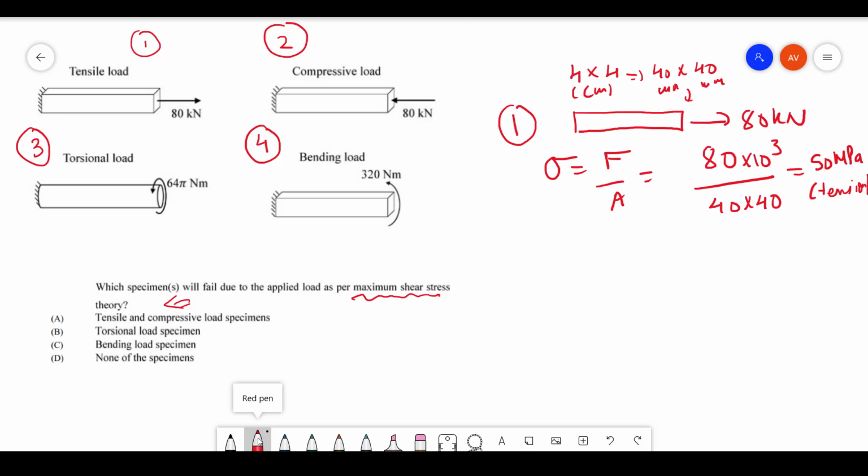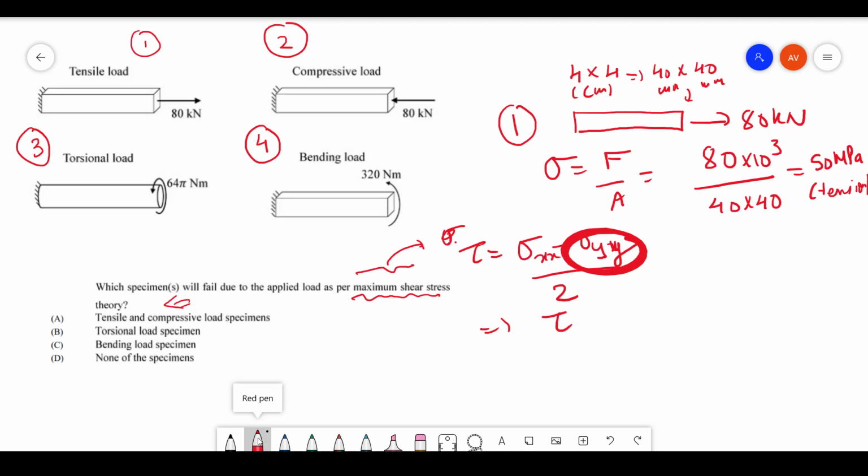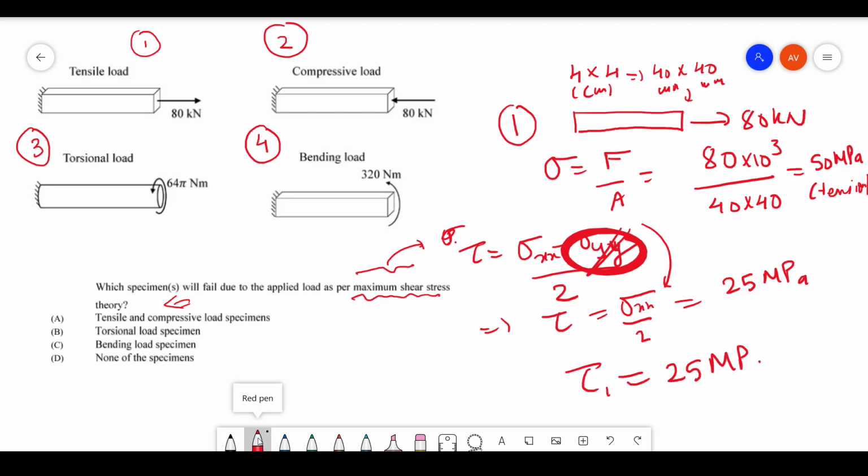So what is your maximum shear stress? Let's say your tau is equal to (sigma x minus sigma y) by 2. Here you have only one sigma, so the other is 0, so tau is equal to sigma xx by 2. Your sigma and sigma xx are the same, so you are going to get 25 MPa. So in the first case, let's say tau 1 is 25 MPa.